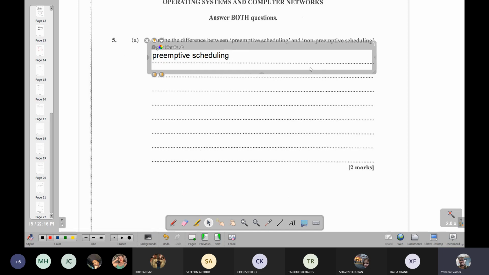Okay, preemptive scheduling is where the process being executed can be stopped so that another process can be given the CPU to execute.